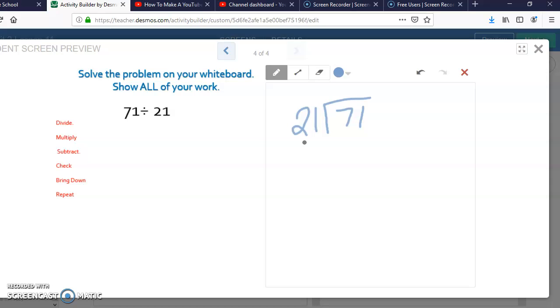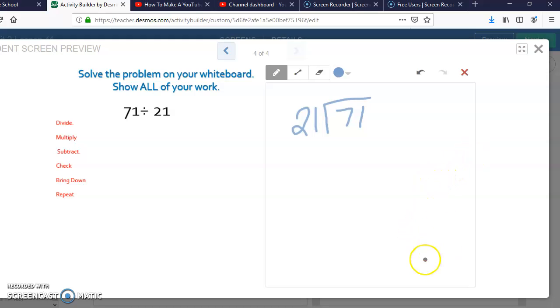Okay, so can I put 21 into 7? I cannot do that, so I have to look at 21 going into 71. Okay, my first step is to divide. I'm going to think, how many times can I put 21 into 71? Well, I don't know my 21 facts off the top of my head, but I can certainly do a trial and error. I can try and see.